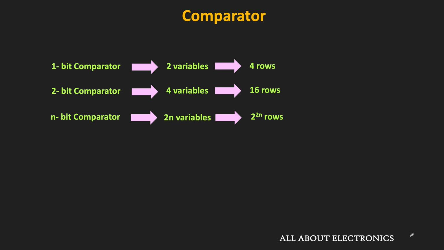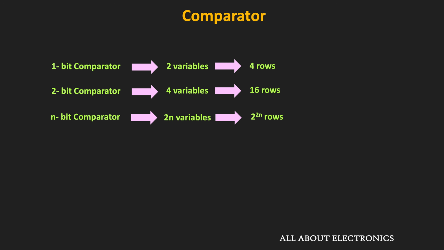That means as the number of bits in the comparator increases, the number of rows in the truth table will also increase. So as the number of bits n increases, it becomes difficult to make the n-bit comparator using the truth table method. So in such a case, we can use another type of design.